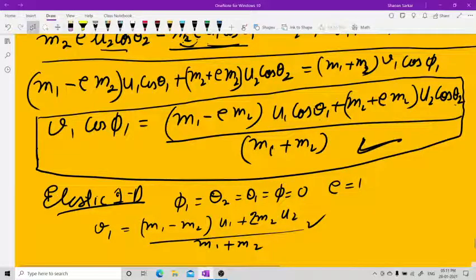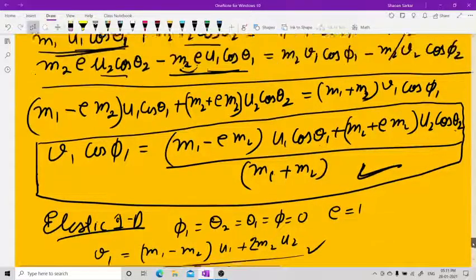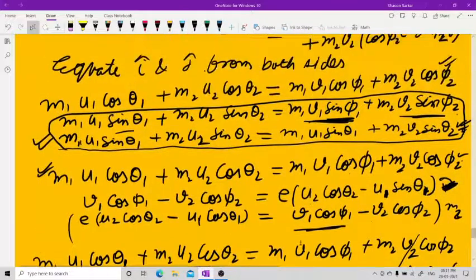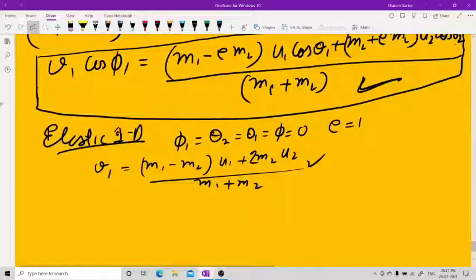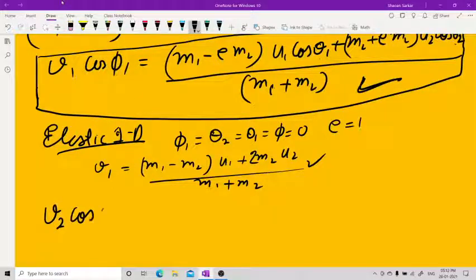Now do one thing. I multiplied this equation by m2. Now you do this equation with m1, and you will get the next equation. You will get the same type of equation. This is one equation. You will get the other equation as v2 cos phi 2.